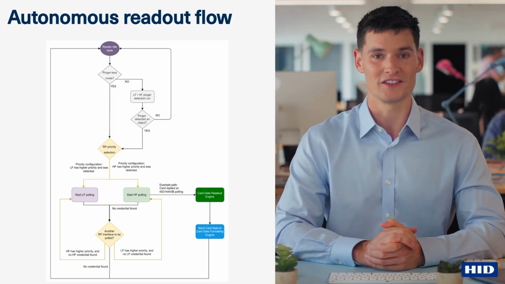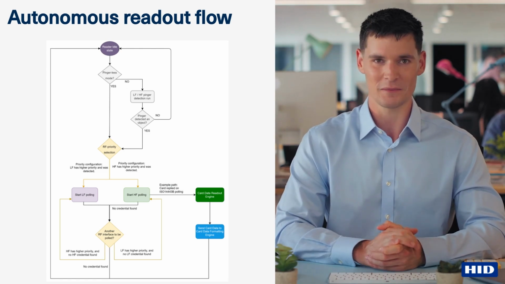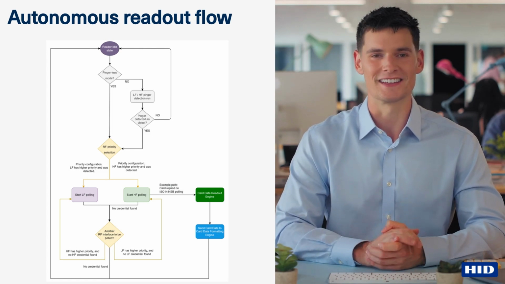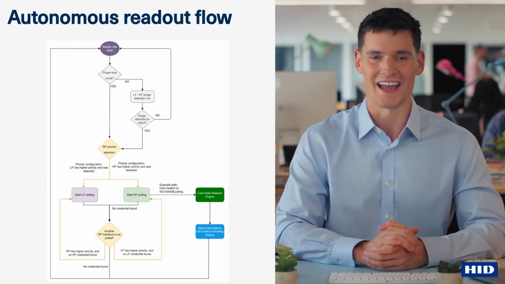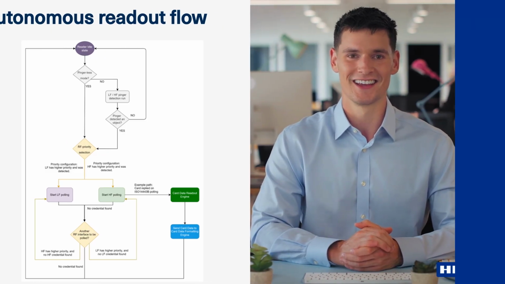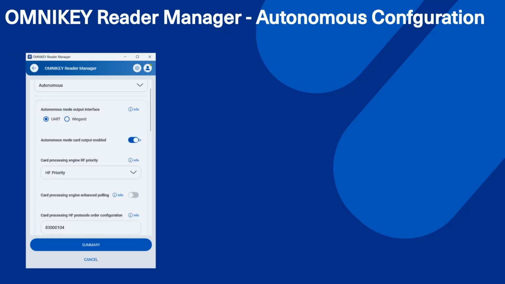Card Data Readout Engine. Whenever a credential responds to any polling, readout of the data is performed. Card Data Formatting Engine. If data is read, data is sent to the formatting engine and then to the host device. To configure autonomous mode, use the external reader API's config set config param command, or configuration via file or through OMNIKEY Reader Manager. Screen capture shows autonomous configuration options under OMNIKEY Reader Manager.